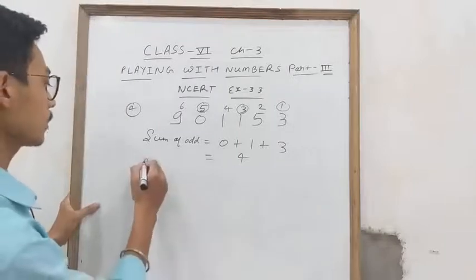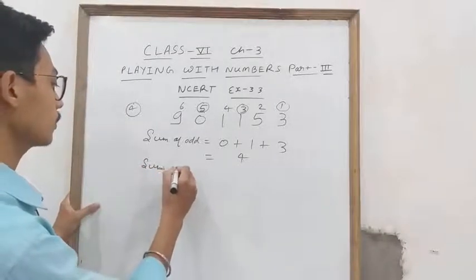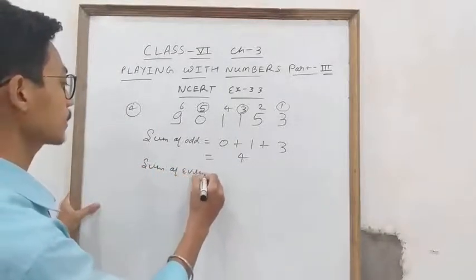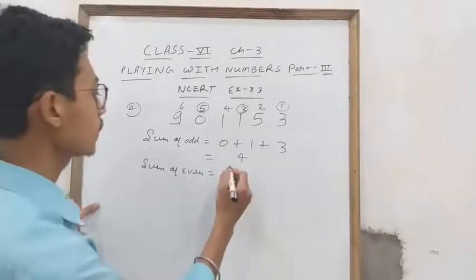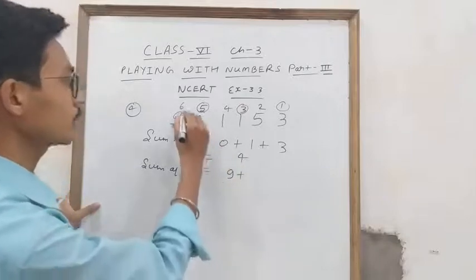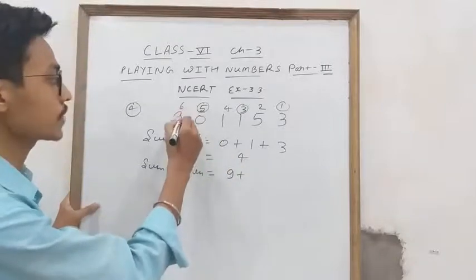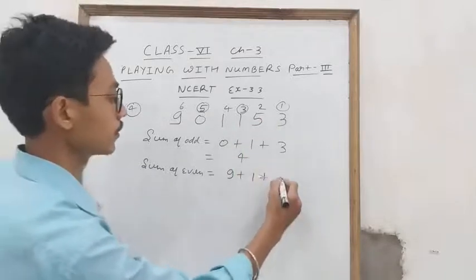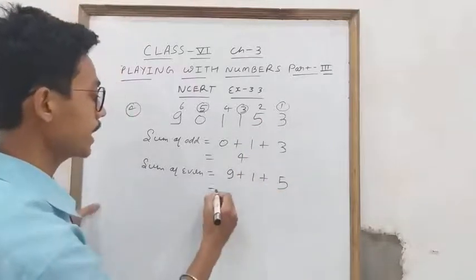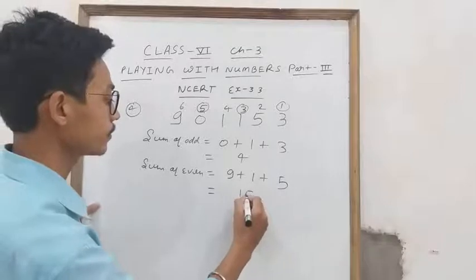Now next is the sum of even. Next thing, sum of even, student. Okay student. Now for the sum of even, what is given student? You will write down 9. See, on the even place, on the place of 6, it is 9. Then 1, 4. So next is 5. So 9 plus 1 is 10, 10 plus 5 is 15.